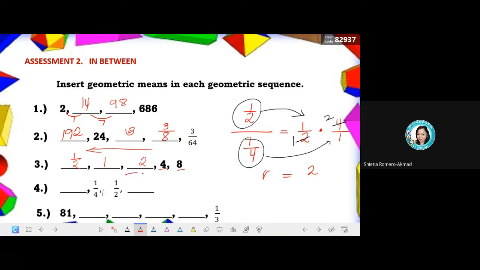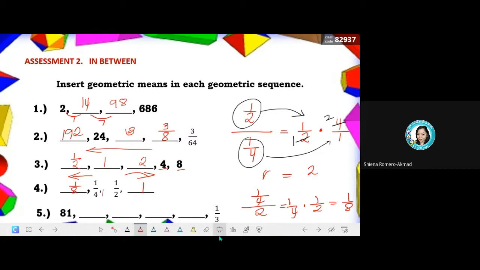So, dahil papunta tayo dito, pakanan, magmumultiply tayo. 1 half times 2 is 1. Dahil papunta naman tayo doon, magdi-divide tayo. So, that's 1/4. Divided by 2 or 1/4 times 1/2, which is equal to 1/8. So this is 1/8, this is 1/4, this is 1/2, and this is 1.